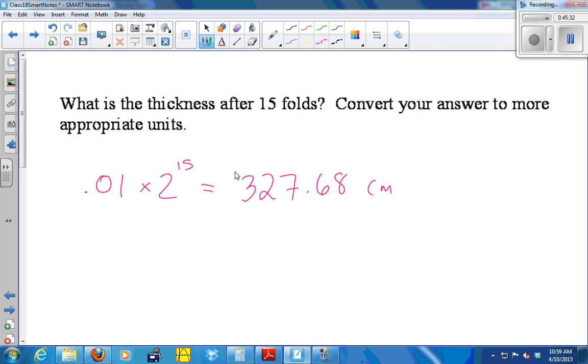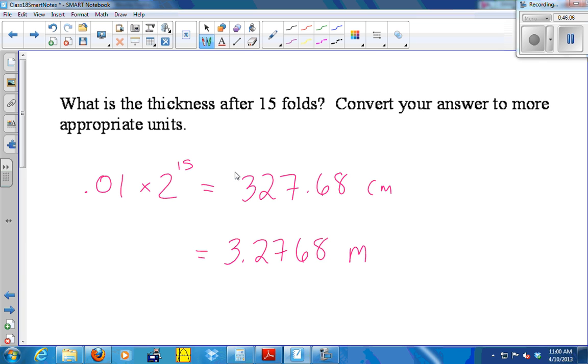Well, once we get that many centimeters, it might make sense to measure in a different unit, right? Meters, yeah. How many centimeters are in a meter? Anybody know? 100. Centi means 100, right? So this would be 3.2768 meters. And a meter is about 3 feet. So that's like between 9 and 10 feet tall.